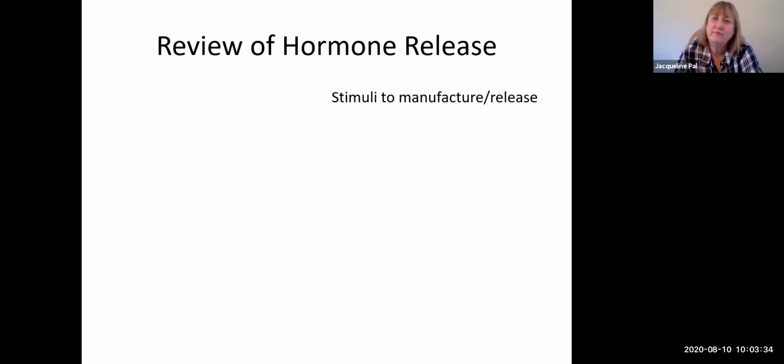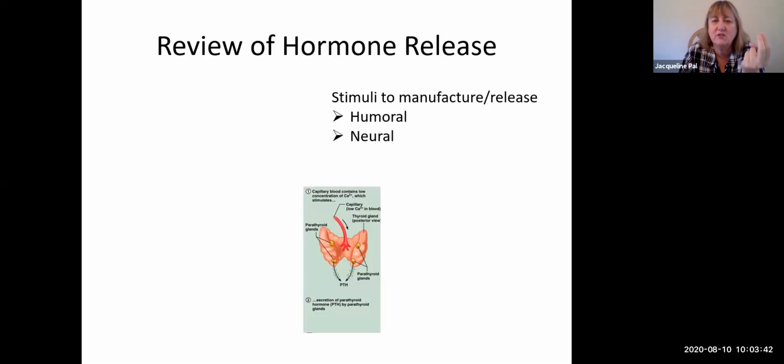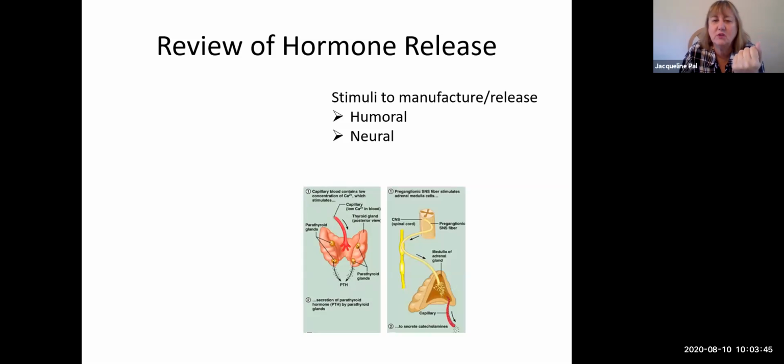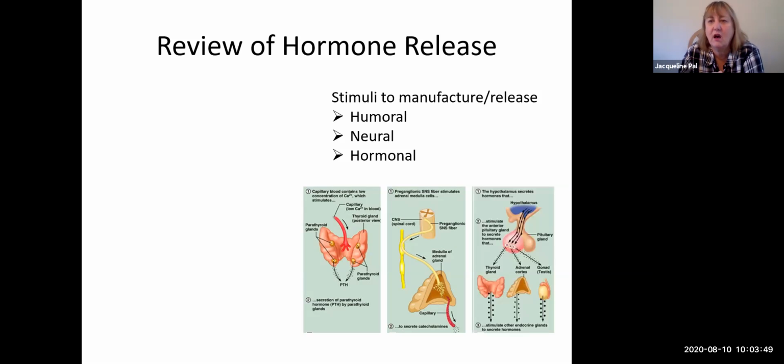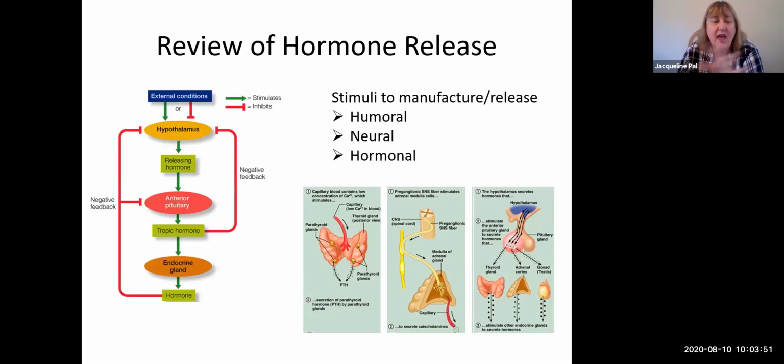Okay. So, quick review. 3 different stimuli to manufacture and release hormones. Humoral stimuli, which are blood concentrations, neural stimuli, which is the adrenal medulla and its catecholamines, and hormonal stimuli, which is everything else. And don't forget negative feedback loops. Make sure you can do negative feedback loops. We're pretty much almost done, not the positive feedback hormones, but the negative feedback hormones that we have learned.